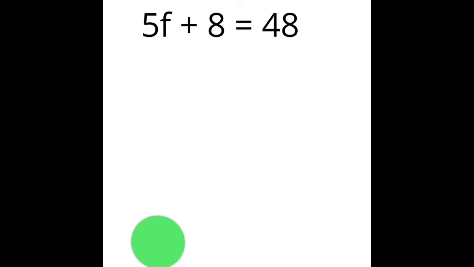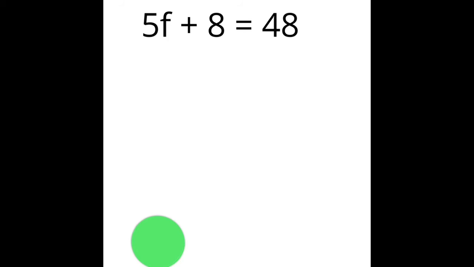Let's get a little bit more complicated here. What happens if we have 5f plus 8 equals 48? Again, it's important to think of the scale and remember that on one side of the scale we have 48, so on the other side of the scale we also need to have 48. We also need to remember that 5f means 5 times a number, and then we have to add another 8 to it.